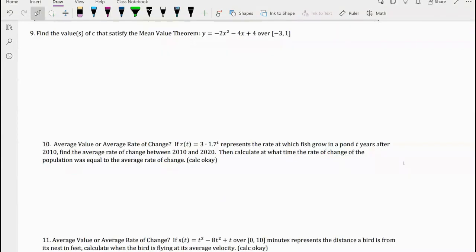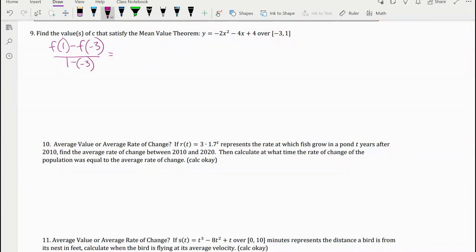Okay, so for this example, we're going to find the values of C that satisfy the mean value theorem. So we see the words mean value theorem. Mean value theorem means average slope equals actual slope somewhere. So what you want to do is find the average slope. So the average slope would be f of 1 minus f of negative 3 over 1 minus negative 3.